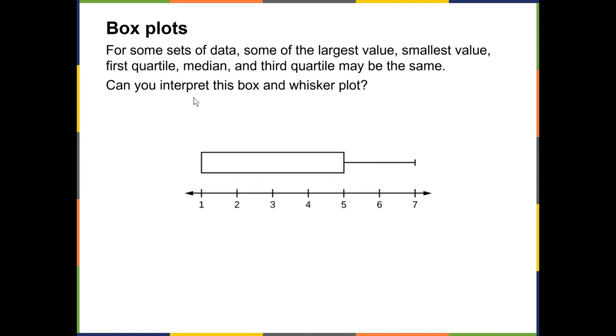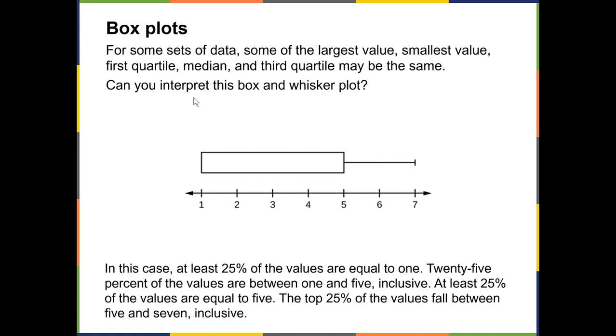All right, well, this box and whisker plot looks unusual because it doesn't have a left whisker. And so what does that mean? It means that at least 25% of the values must be equal to 1, because the minimum is equal to the first quartile. It also tells us there is no median mark, right? So the third quartile is at 5 and the max is at 7. But what does that mean about the median? It means that at least 25% of the values are equal to 5.